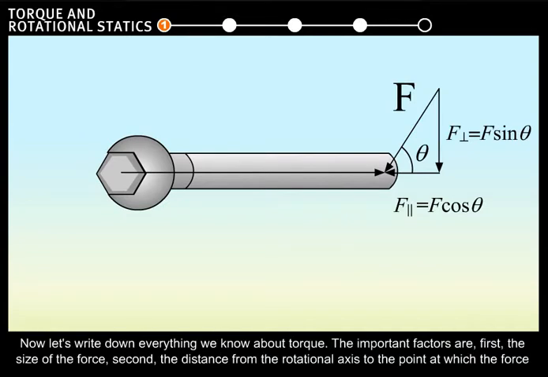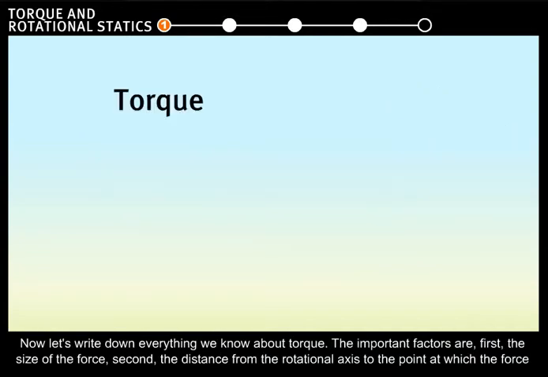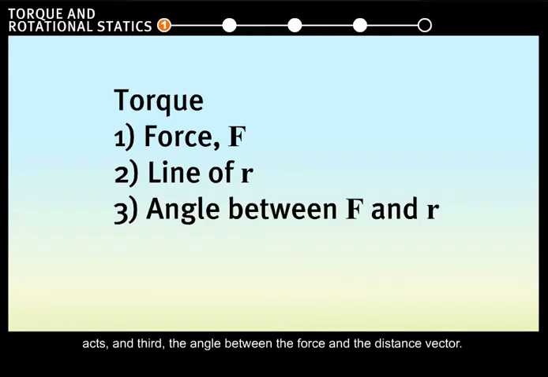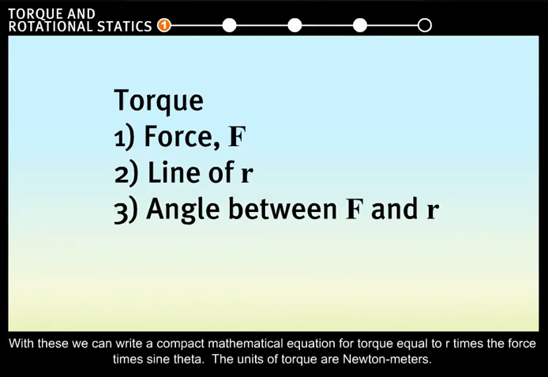Now let's write down everything we know about torque. The important factors are, first, the size of the force, second, the distance from the rotational axis to the point at which the force acts, and third, the angle between the force and the distance vector. With these, we can write a compact mathematical equation for torque equal to r times the force times sine theta. The units of torque are Newton meters.